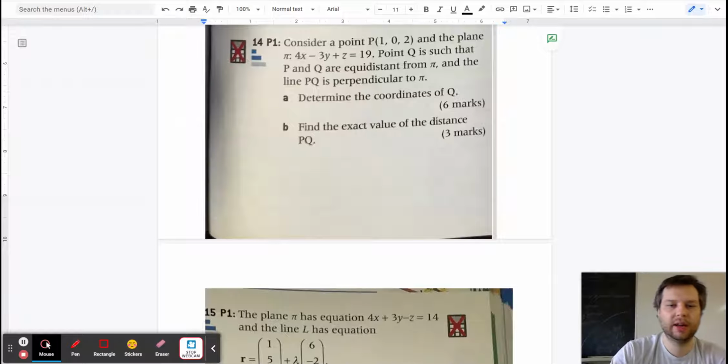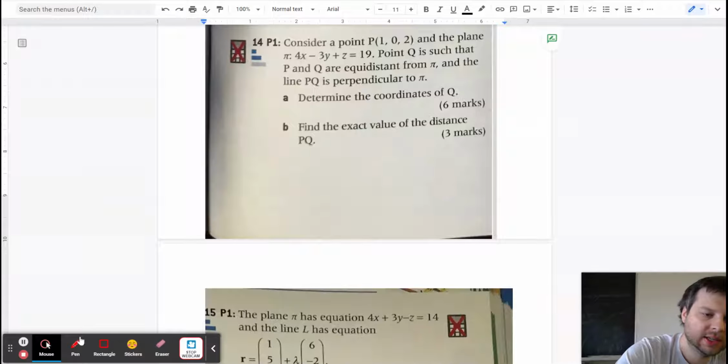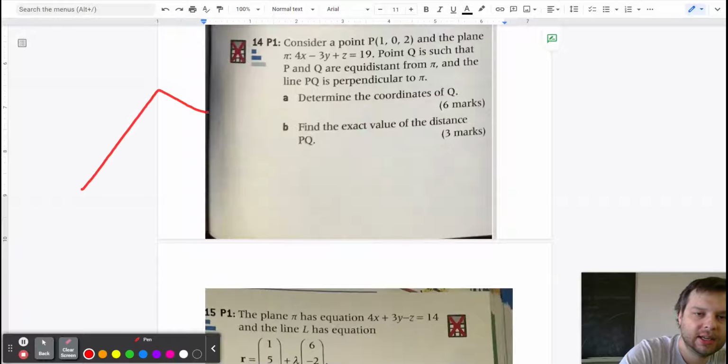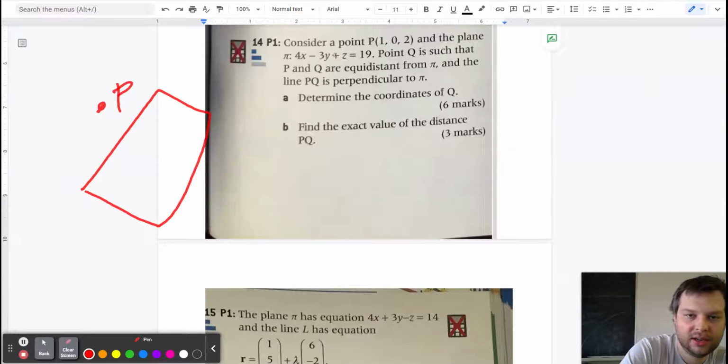Oh, that's cute. Okay, so just to help you visualize it, we've got a plane at some angle. We've got a point P that is probably not in the plane. We can double check that if you substitute it in. Yeah, it's definitely not in the plane. And I'm just going to put it above the plane just for visualization's sake.